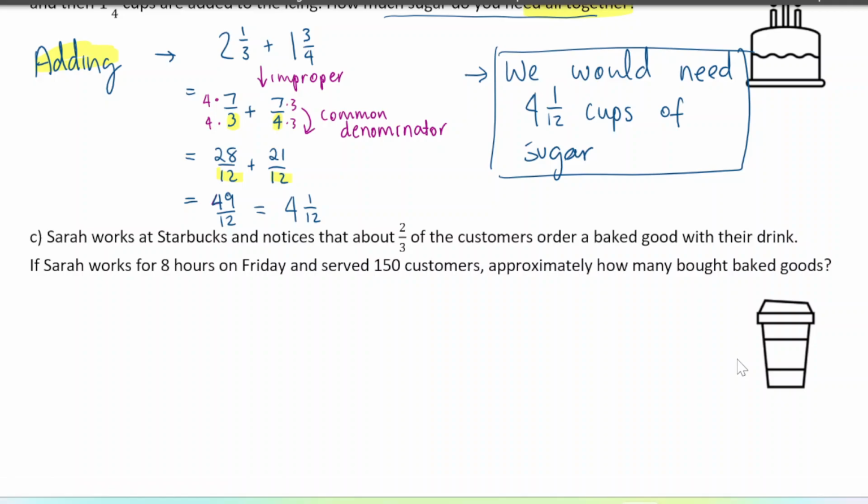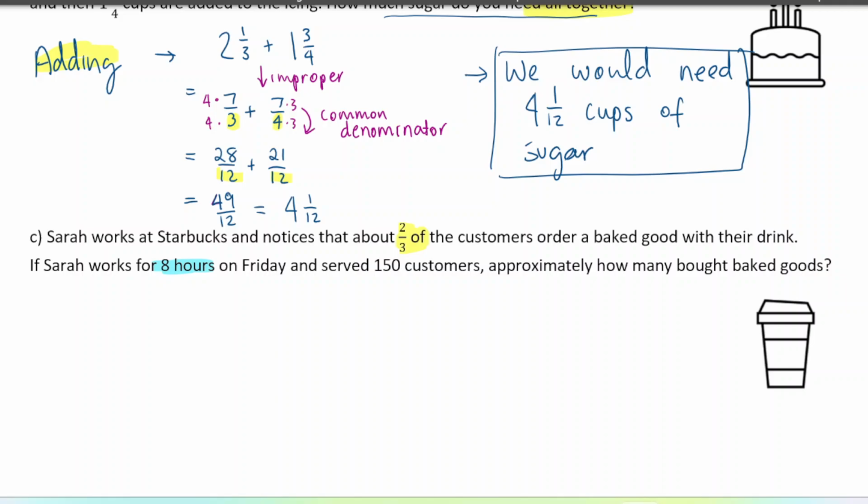So this is a problem that's a little bit trickier than the other two because there's a number we don't need at all. We're talking about the number of customers here. So this 8 hours is unnecessary. We don't need to use it. The key word here is of, especially when it follows a fraction. That's when it's usually going to need multiplication.